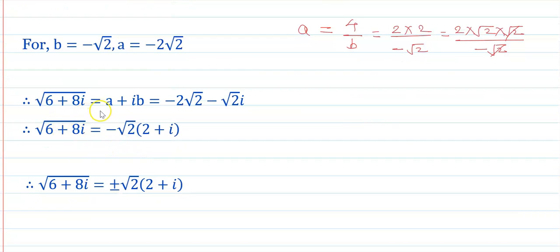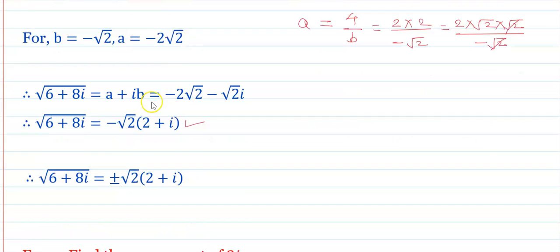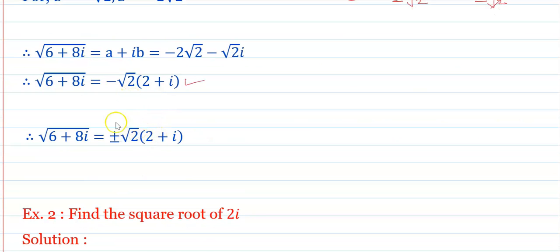Again, what will the square root be? The square root of 6 plus 8i is equal to A plus iB. The value of A is minus 2 root 2 and B is minus root 2 into i. Again take common minus root 2 in bracket 2 plus i. Once you get plus, then here you get minus. Therefore, the square root of 6 plus 8i is equal to plus or minus root 2 in bracket 2 plus i.